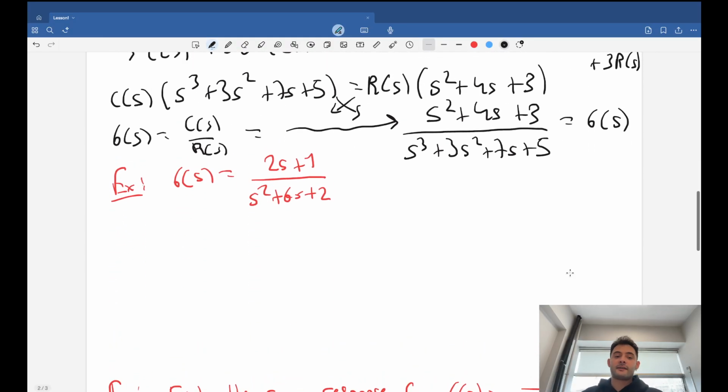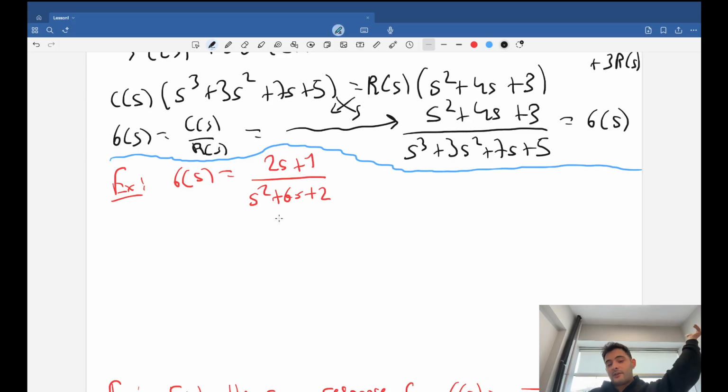All right. We have another example here. But this time we will go from a transfer function into a differential equation. So we have this expression given here. Let me write down G(s) in terms of C(s) and R(s), right?